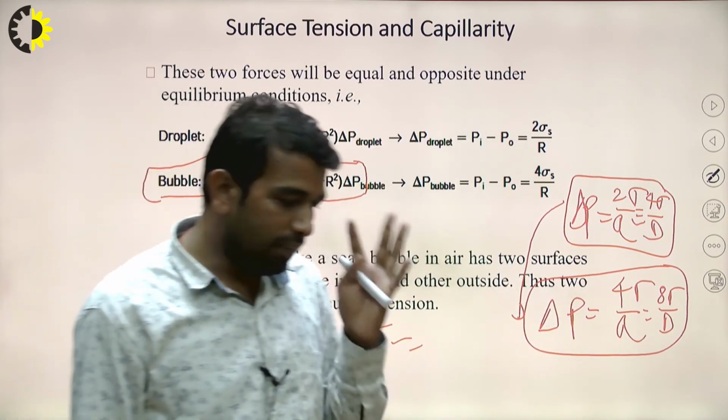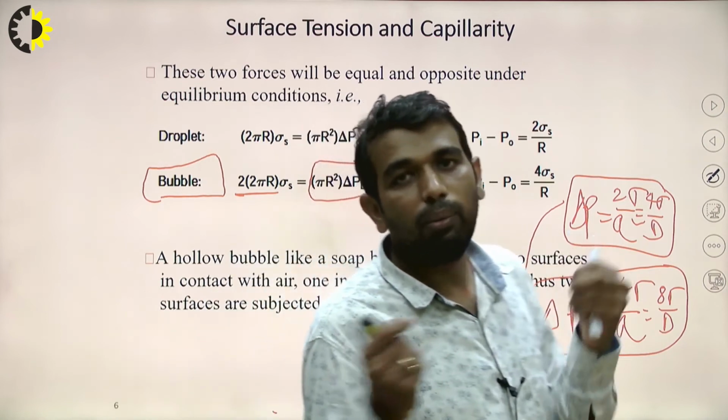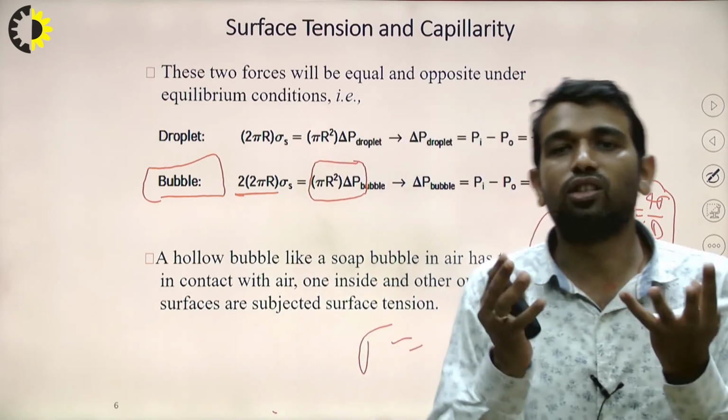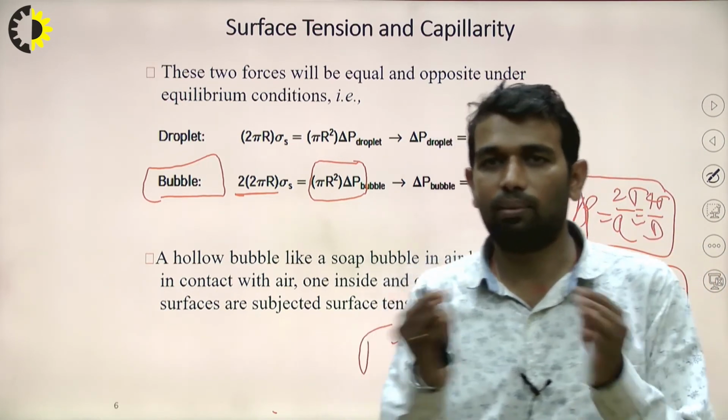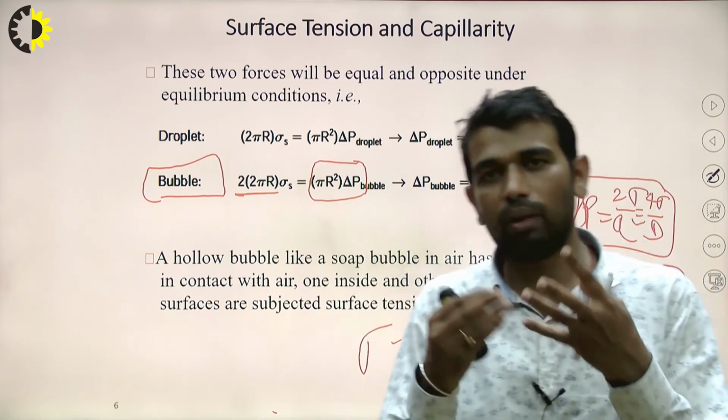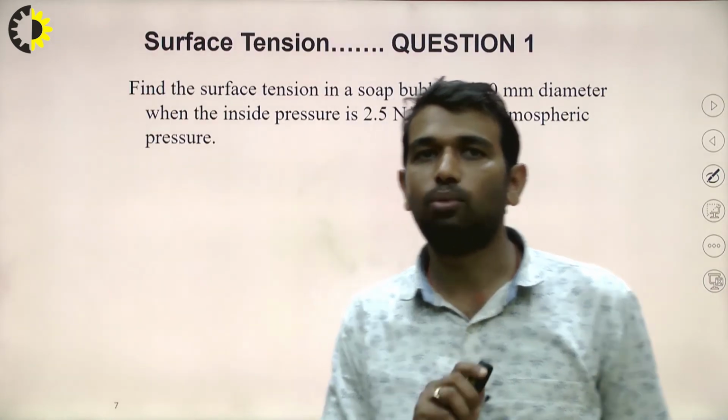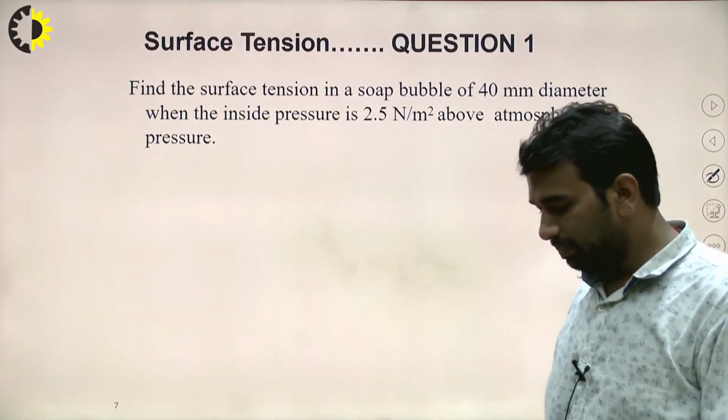For survival, the high pressure inside the bubble is required, which can be disturbed easily. A very small change can disturb that pressure, and because of that the bubble is going to burst. But the droplet can survive for a longer period of time. So these things we have to understand.